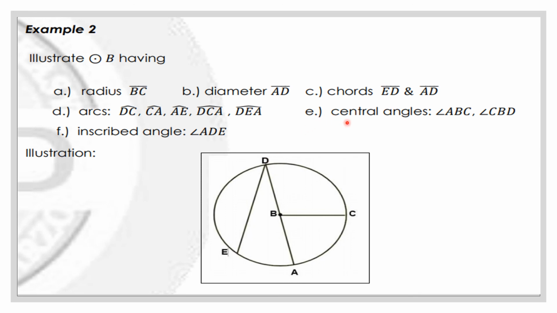Sa letter E naman, central angles. Ayun po. The first one is angle ABC. Ayan. Tama po yan. The next one is angle CBD. Pwede po magpalit-palit po yan. Basta lagi nasa gitna ay si center. Point B. Ayan po. Last one is this inscribed angle ADE. Ayun. So, dalawang chord. Ito, may dalawang chord po tayo. Si segment DE at si segment DA. Ayan po. Kung mapapansin nyo, ayan na po siya. Angle ADE or angle EDA. Pareho lang po iyon.